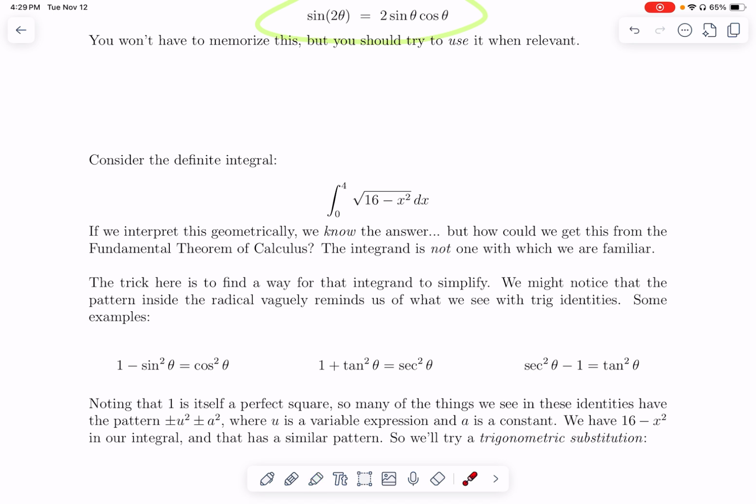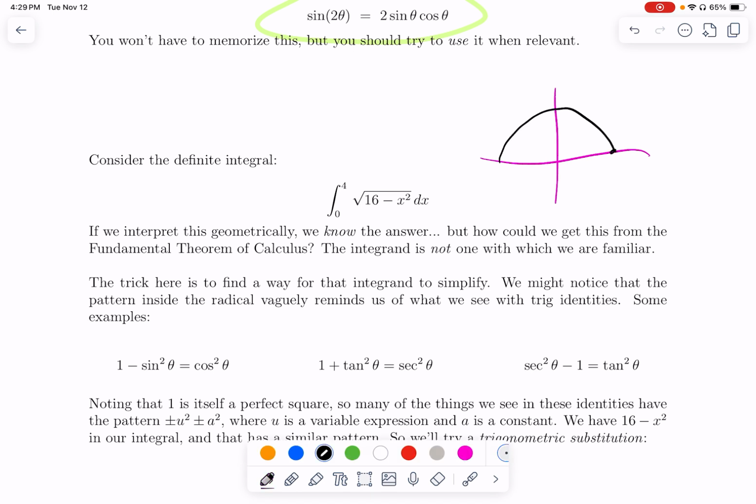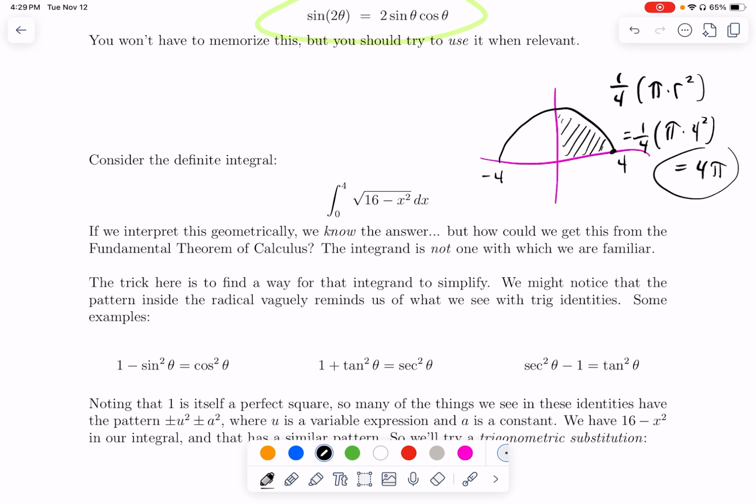Suppose we had this definite integral. Integral from 0 to 4 of the square root of 16 minus x squared. So if we draw a picture here, my hope is you know that that is a semicircle centered at the origin with a radius of 4. So if we interpret this as an area, we actually know the answer. It's 1/4 of the area of the entire circle. So it would be 1/4 of pi r squared. r is equal to 4. So it's 1/4 of pi times 4 squared. And so we know the answer is 4 pi.